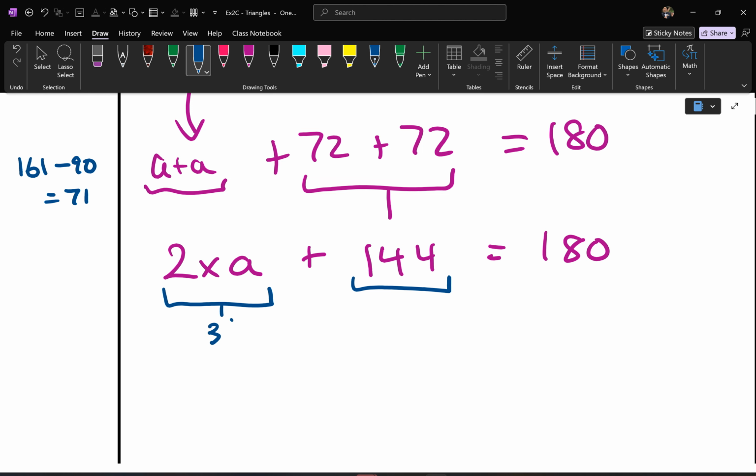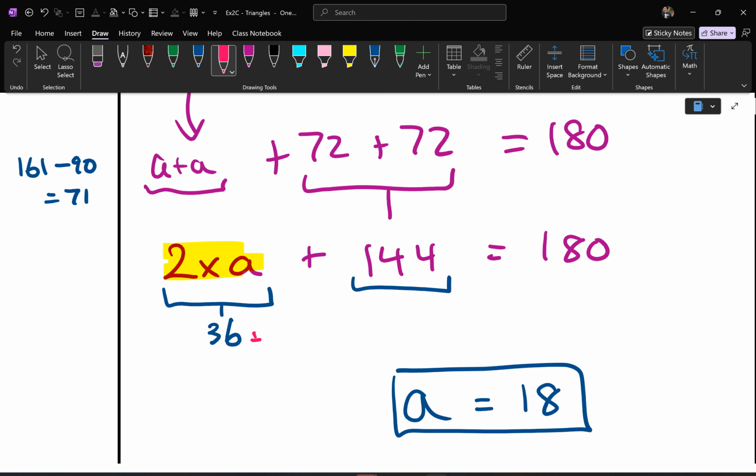36, very good. 36 plus 144 gives you 180, but like Leon said, double of something has to equal 36, so double of what will give you 36? 18, very good. So A must be 18. Again, if you didn't know that, you could have done 36 divided by 2 on your calculator, because you're halving them, and you can get 18.